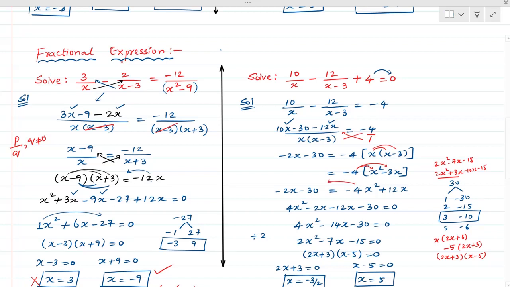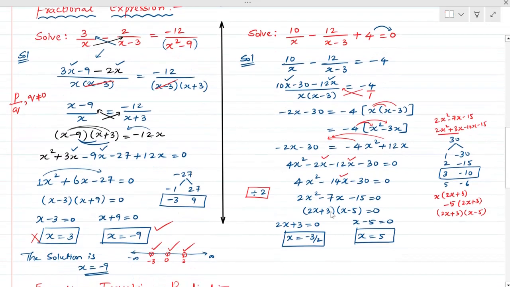The first coefficient must be positive, so I will move this one here. So it becomes 12x square minus 2x minus 12x minus 30. If you add this one, you will get 14. Now there is a 2 as a common factor in all, so I divide by 2. So you will get 2x square minus 14 becomes 7x and minus 15.